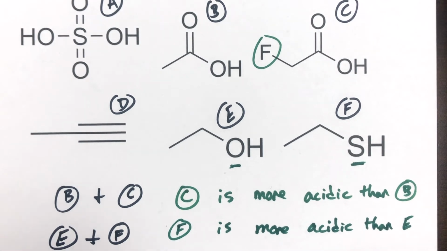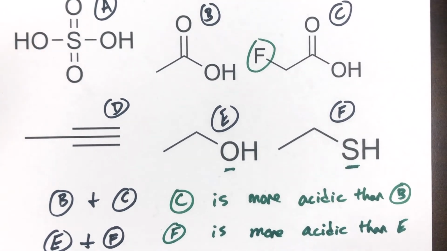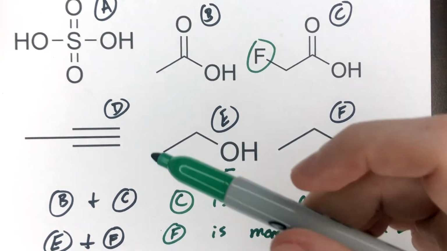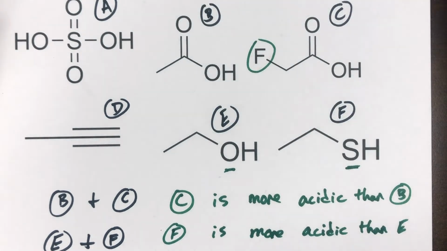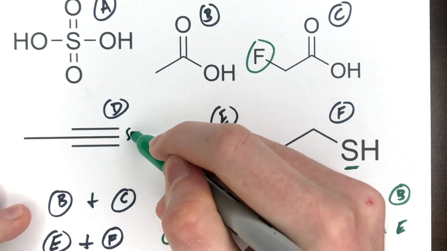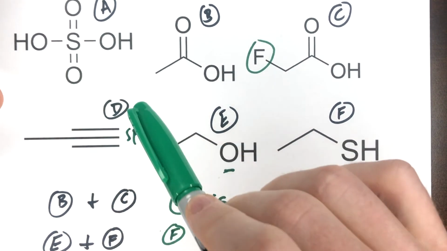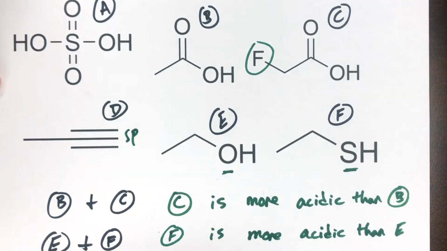Okay, so now we have a couple different ways that we can proceed here. We either need to rank A to D, or we can compare these two sets. So let's just do A to D. Right away we see D has sp orbitals because of the hybridization, and A is extremely acidic due to all the resonance stabilization that it has. So if we compare A to D, we know that A is going to be a stronger acid than D.